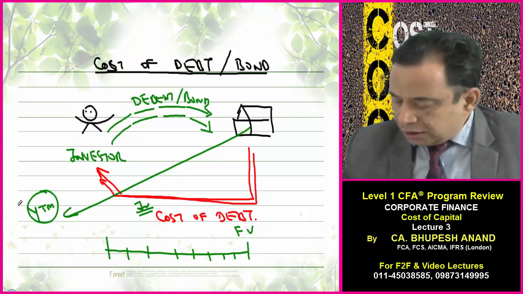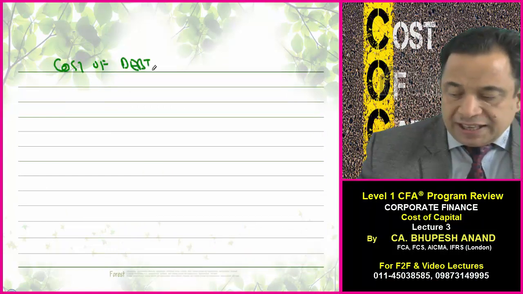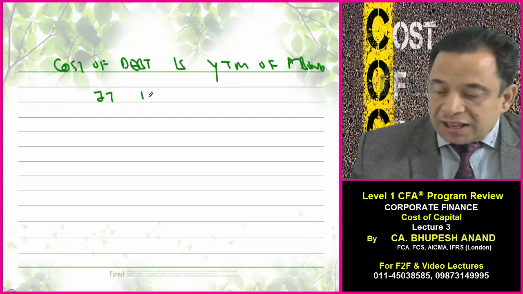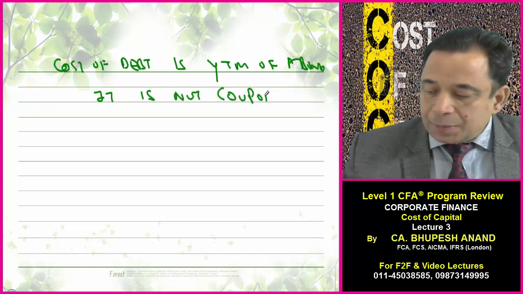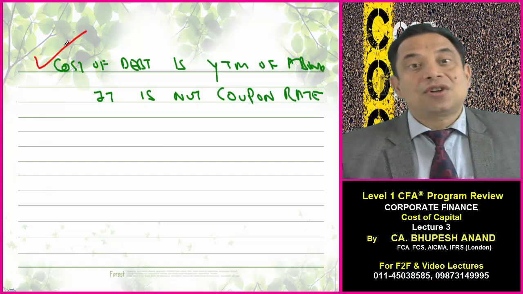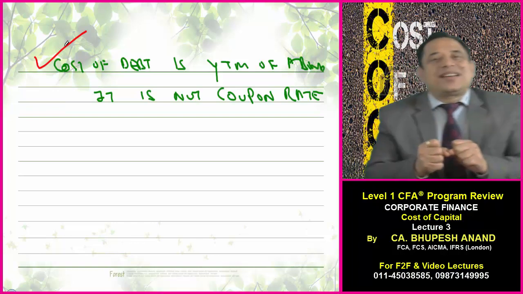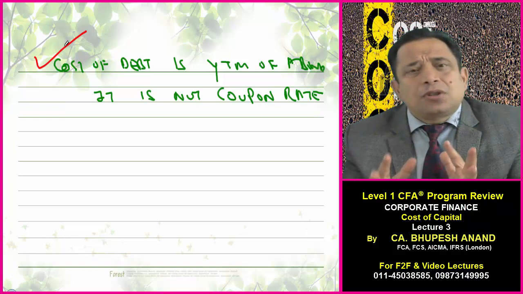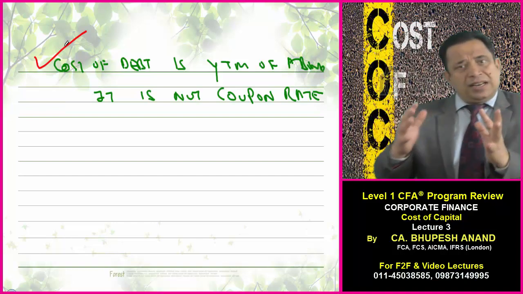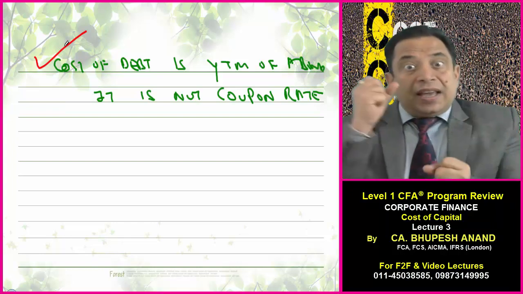As we have discussed in fixed income securities, cost of debt is the YTM of a bond. It is not the coupon rate. I repeat, my dear friends, cost of debt is the yield to maturity of a bond. It is not the coupon rate. I will prove this concept because it is very important. As we proceed in learning outcome F and learning outcome B, you should always be clear on this concept, on which we have already put huge emphasis in fixed income securities.